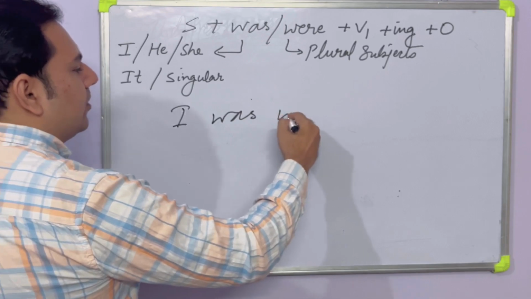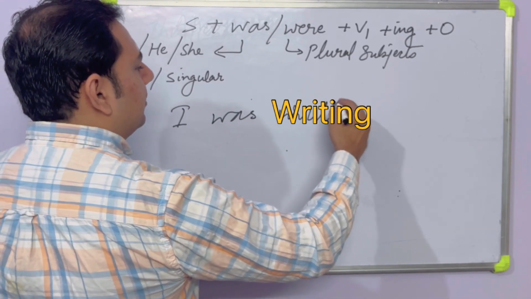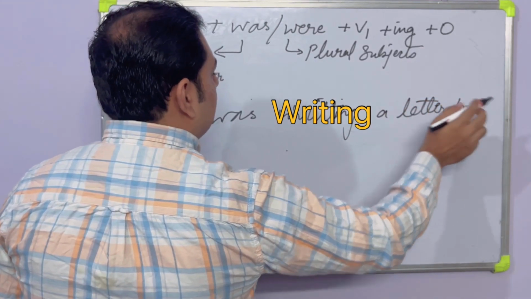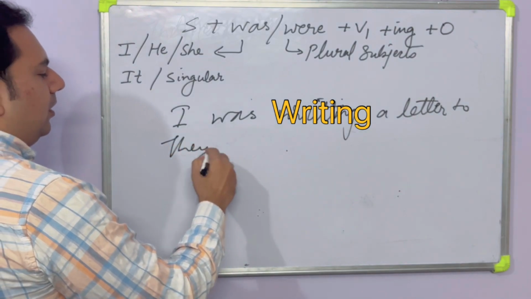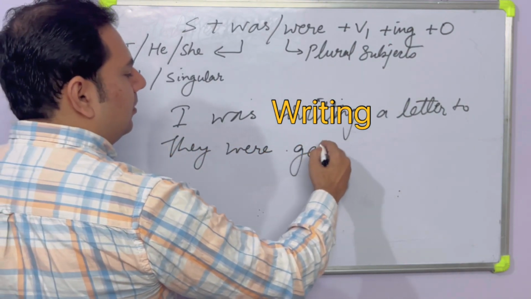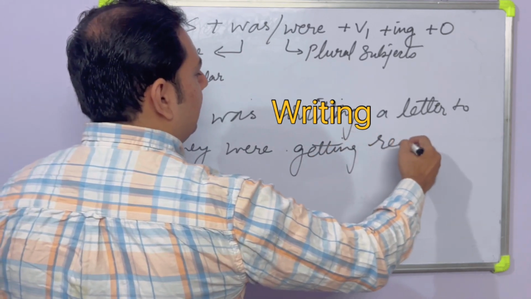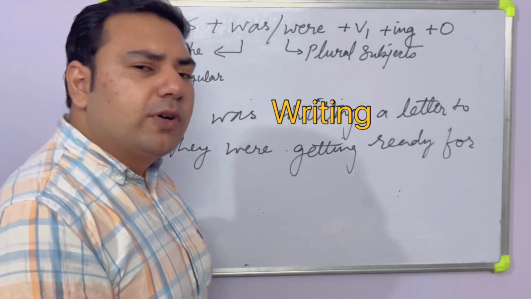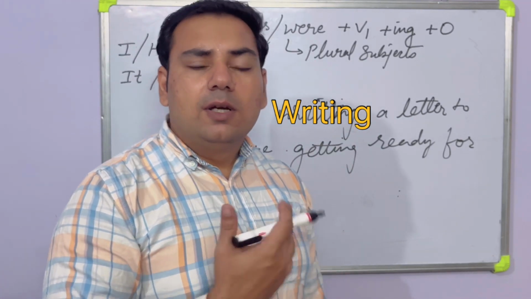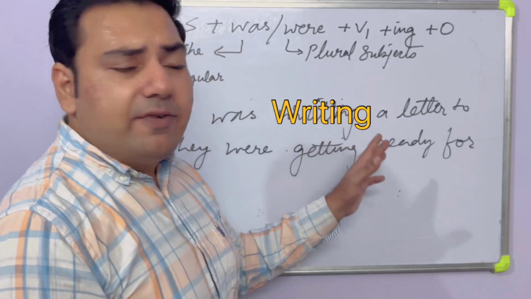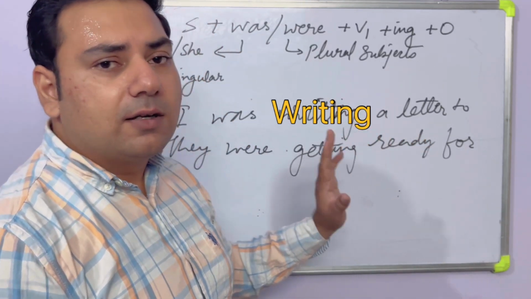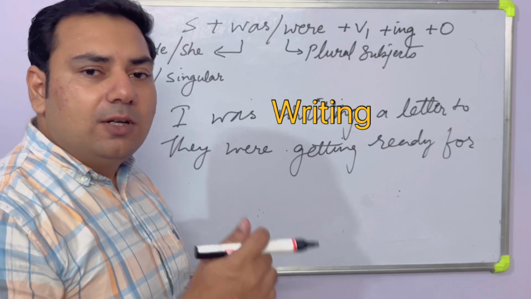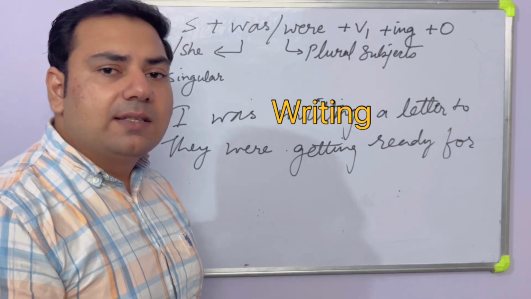I was writing a letter to my father. Okay. They were getting ready for the wedding. Okay, so this is how you can create the sentence. I believe that I should just move on now. So they are very easy. Just keep that in mind, the structure and the rule, and create a few sentences in the comment section as well. So write down the past continuous sentences in the comment section.